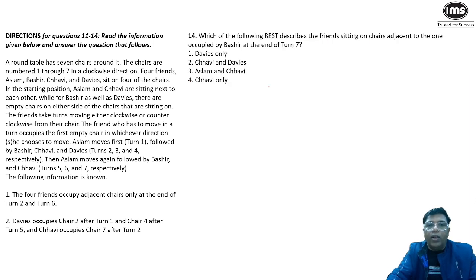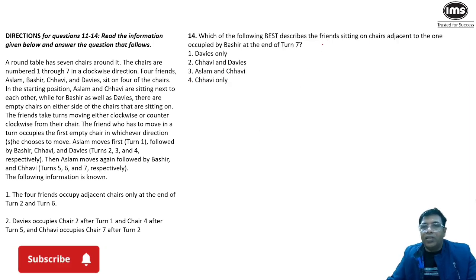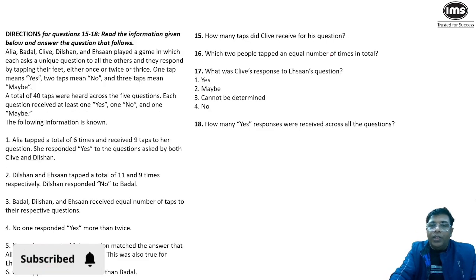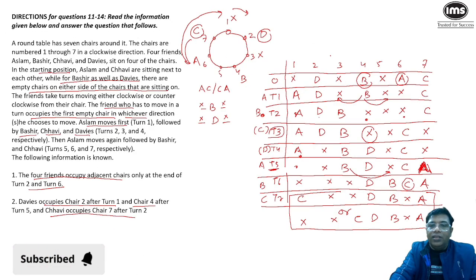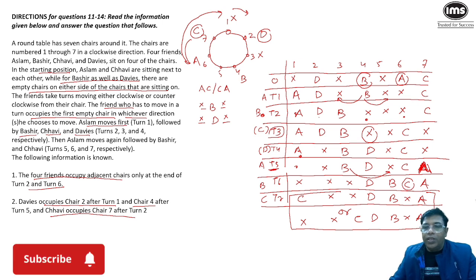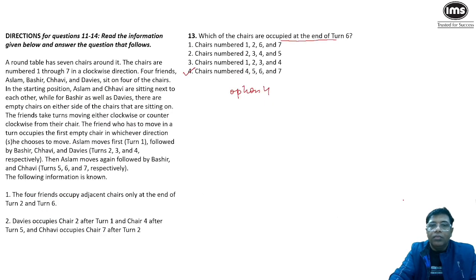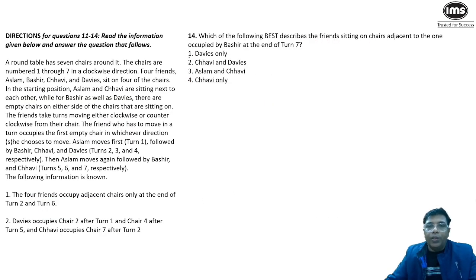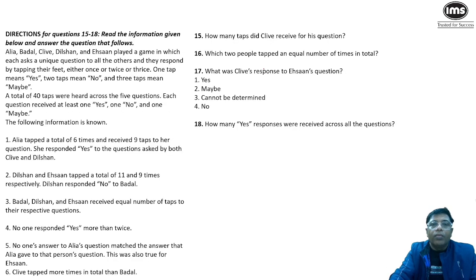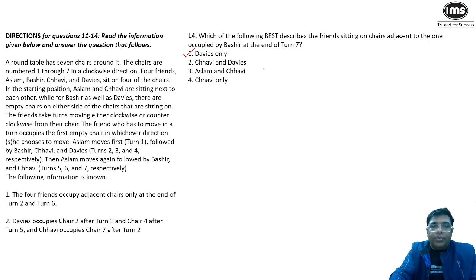Look at question number 14. Which of the following best describes a friend sitting on a chair adjacent to the one occupied by Bashir at the end of turn 7? So adjacent to Bashir, D could be there in both the scenarios. So our answer has to be option A, that is Davies only. So that's it. Thank you.